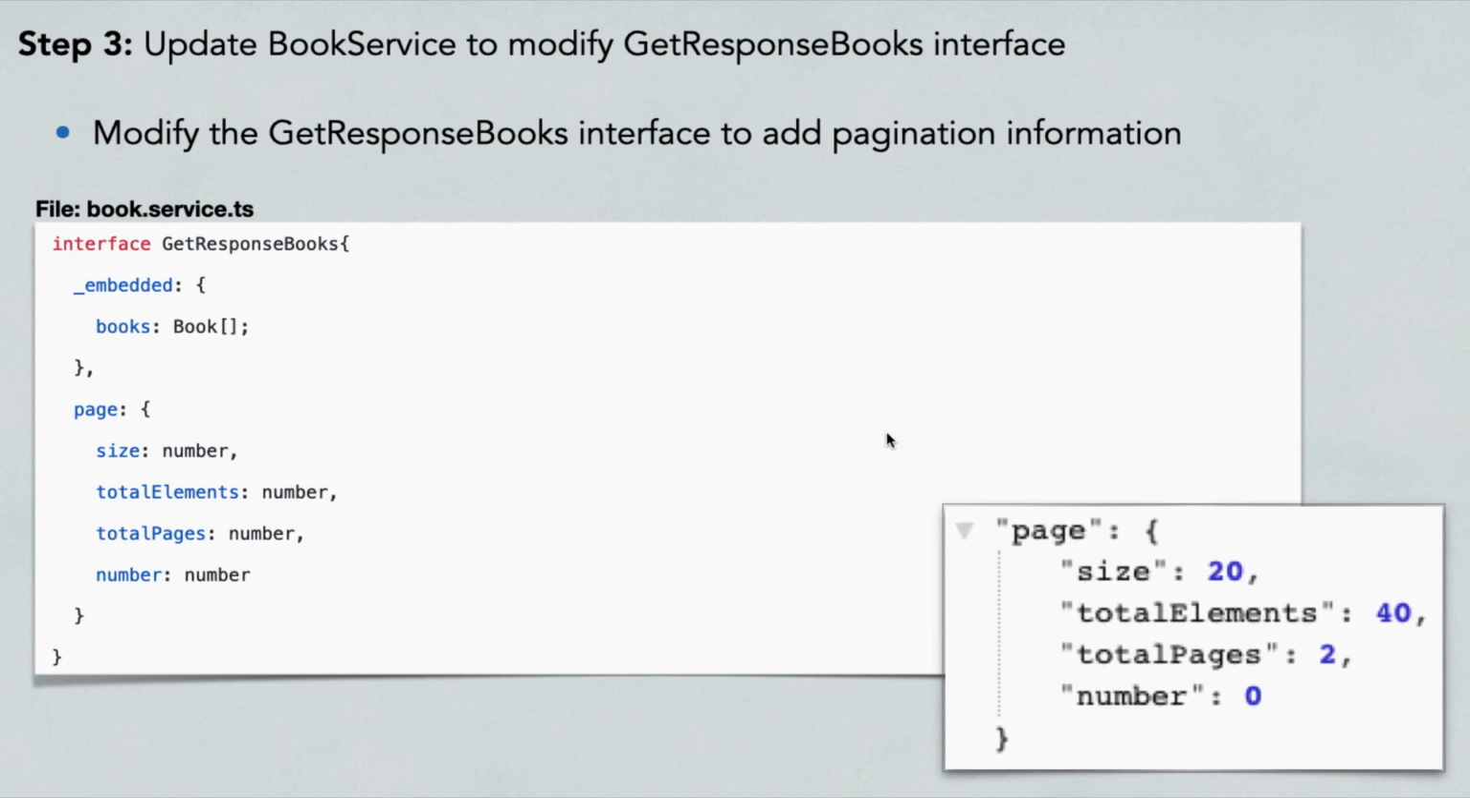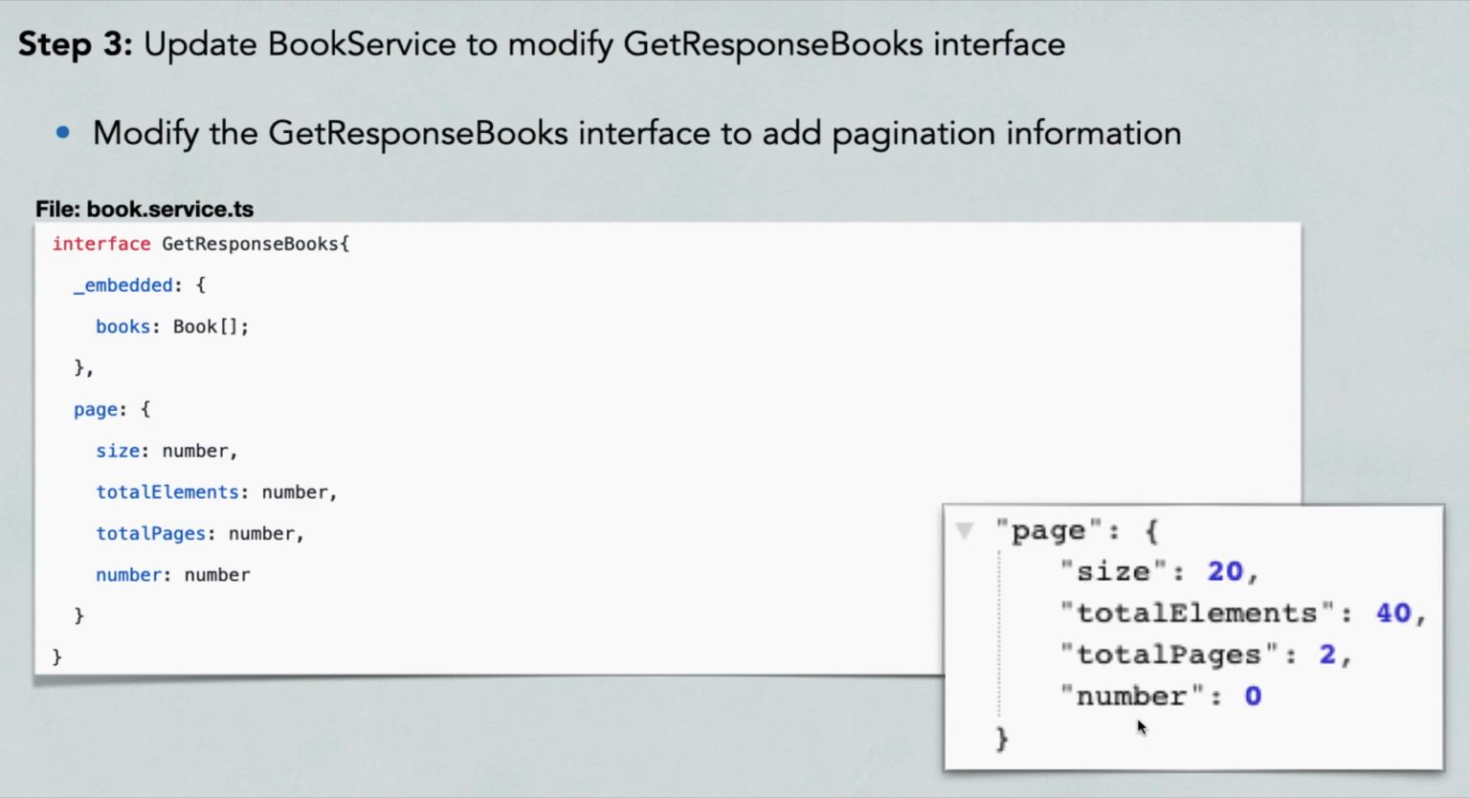It is going to return a special object page which will contain the 4 properties: size, total elements, total pages, and number. Size, which is nothing but the number of records that are going to display in each page. Total elements, which is nothing but the total number of records in database. Total pages, which is nothing but the total number of pages. Number, which is nothing but the page number.